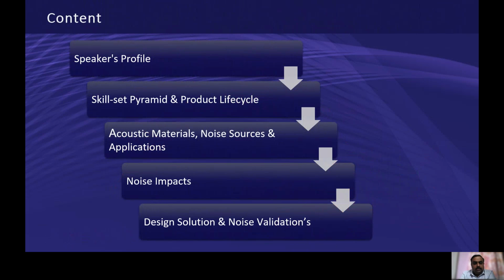For today's content, we'll talk briefly about five major topics. First is about myself, for just about 5 minutes. Then the skill set pyramid and the product life cycle, about how a product evolves in an automobile. Then the acoustics materials, sounds, noise sources and applications. Then the noise impacts, and finally the design solutions and noise validations.